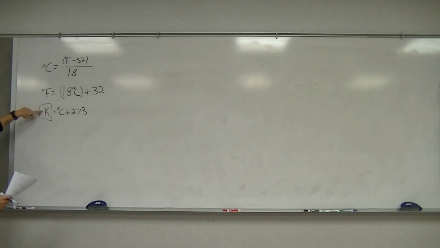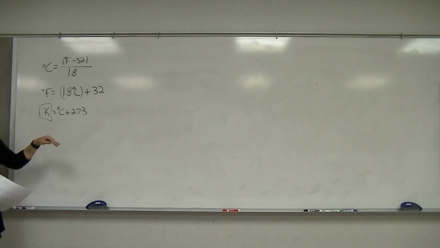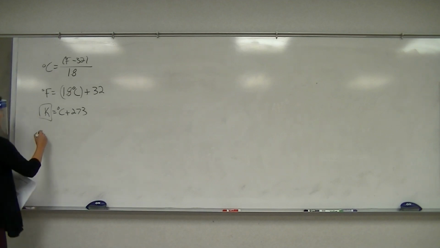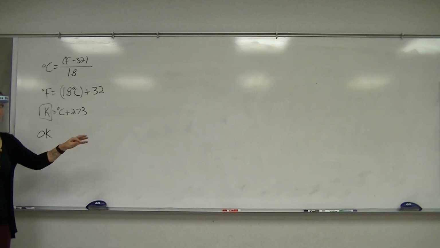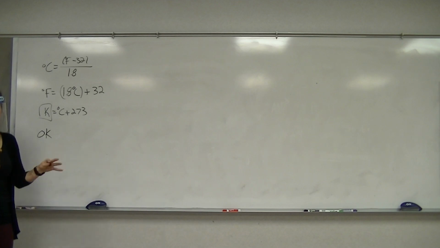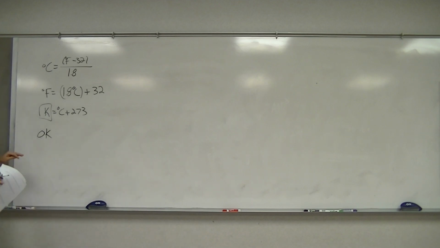Kelvin is the only one out of the 3 that doesn't have a degree sign. This is because Kelvin is an absolute scale. What that means is you can't have a negative Kelvin. So 0 Kelvin is the coldest possible temperature anything will ever reach. At 0 Kelvin, all molecules will cease to move, all life will cease to exist, and everything will be completely frozen.